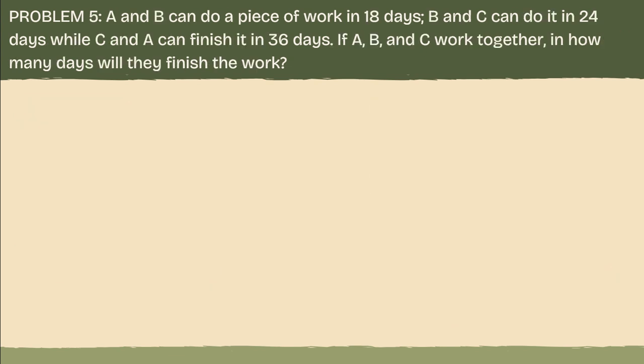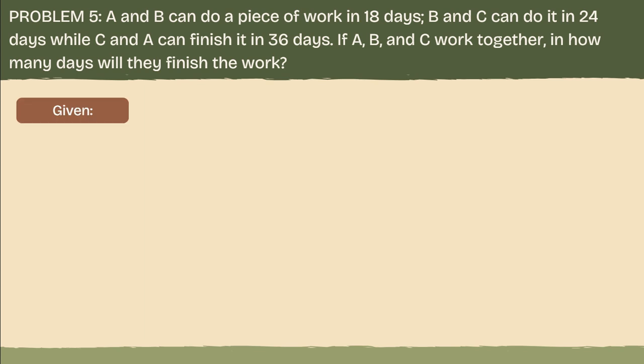Let us solve another problem. A and B can do a piece of work in 18 days. B and C can do it in 24 days, while C and A can finish it in 36 days. If A, B, and C work together, in how many days will they finish the work?